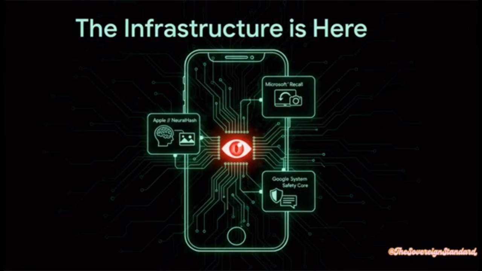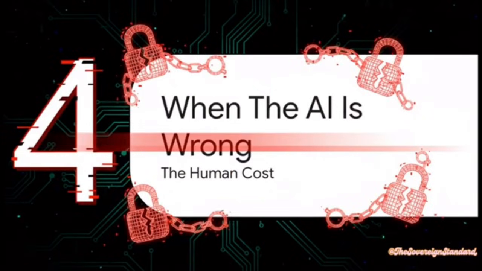Apple's on-device image analysis, Microsoft's new Recall feature that screenshots everything you do, Google's System Safety Core, these are all sold to us as helpful AI features, but they create the exact infrastructure needed for mass client-side scanning. All right, let's shift gears from the abstract legal stuff and talk about the devastating real-world consequences.